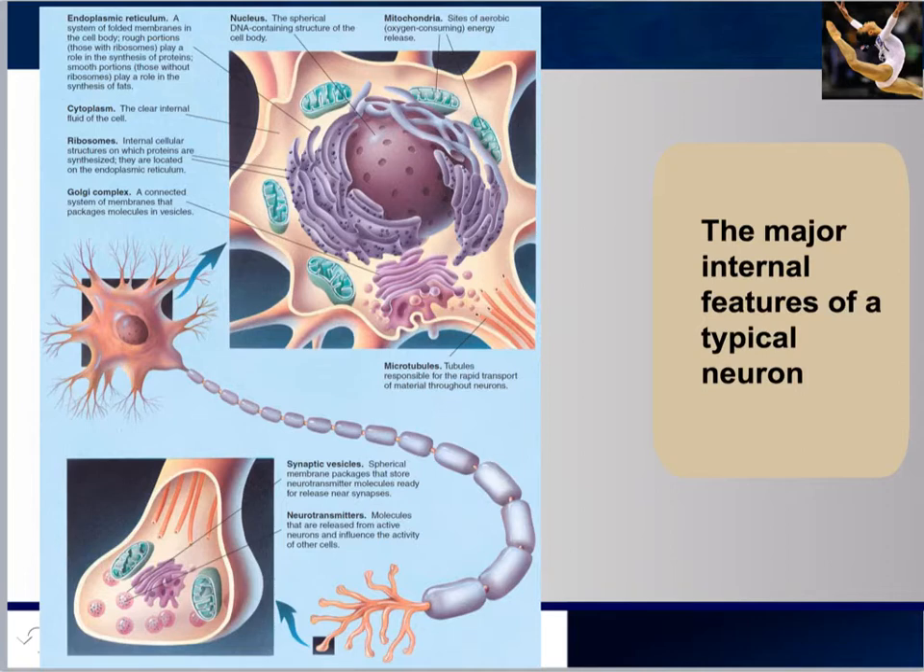Please note that the nucleus, again, is where we have the DNA structure of the body. Here, these green areas are the mitochondria. And mitochondria are basically the sites of aerobic energy release, and this is basically where oxygen is consumed.